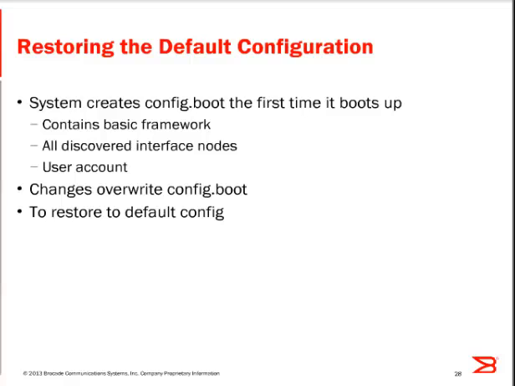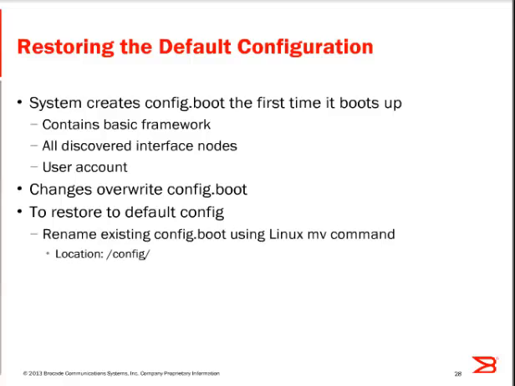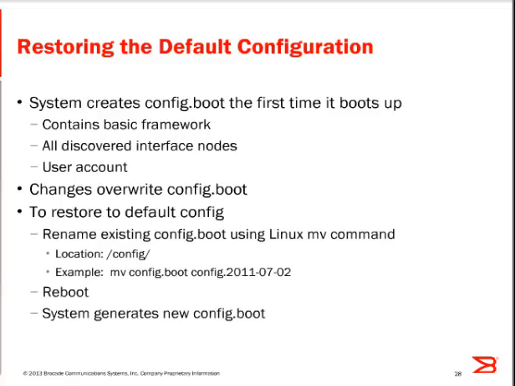So to restore a vRouter to the defaults, first rename the existing config.boot file to something else using the Linux move command. The config.boot file is located in the directory /config. You might want to name it something that includes the date so you can remember why this file exists. Then, reboot the system. When the vRouter boots, it will look for an existing config.boot file. When it doesn't find one, because you renamed it to something else, the system will generate a new config.boot file with the default settings.